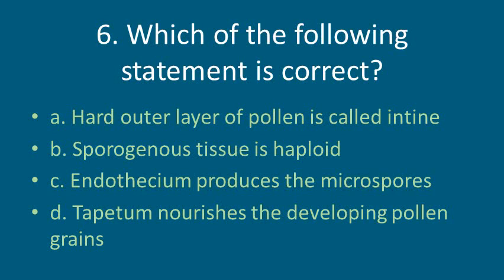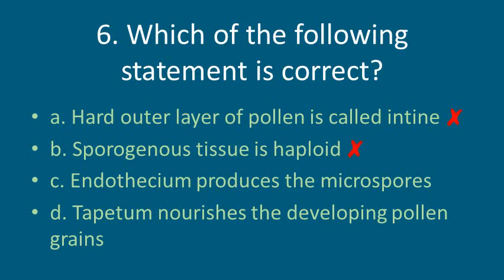Now among the four options, option A is incorrect, because the inner wall of the pollen grain is called the intine, not the hard outer layer. Next, the sporogenous tissue is not haploid, rather it is diploid. So option B is also wrong.